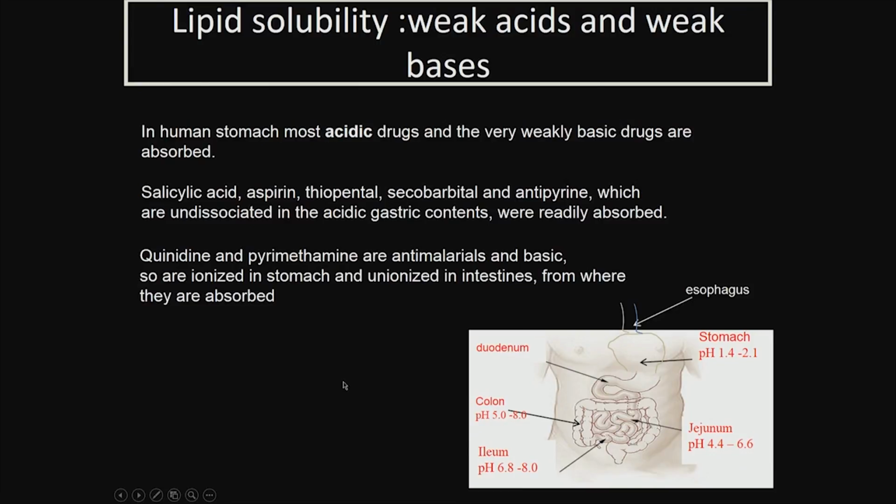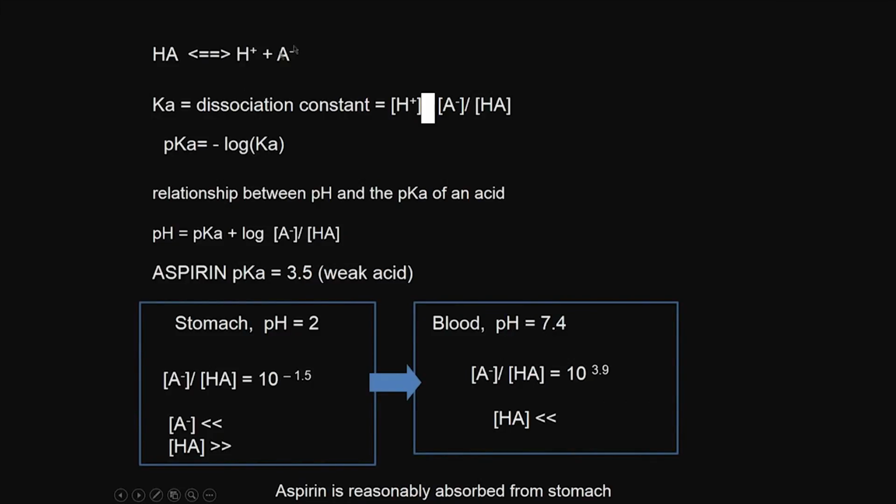Okay. So let us look at the pKa, pKb, which talks about the dissociation constants of weak acids, weak bases and so on. Suppose you have HA, it dissociates as H plus and A minus. So the dissociation constant Ka is H plus multiplied by A minus divided by HA. pKa is given as minus the logarithm of Ka.